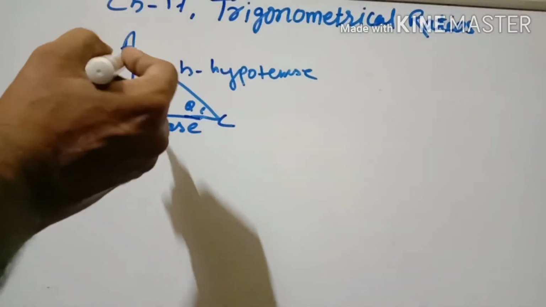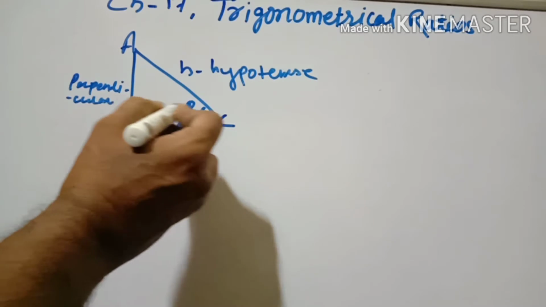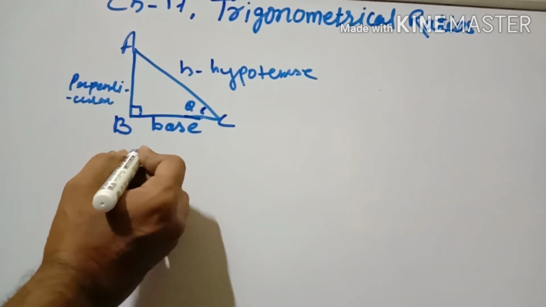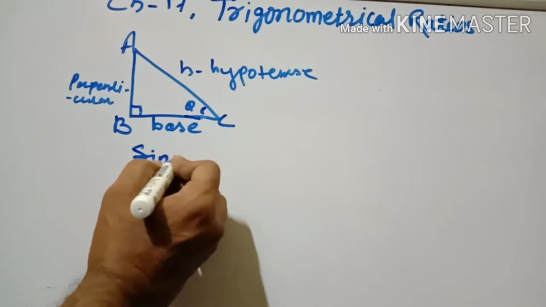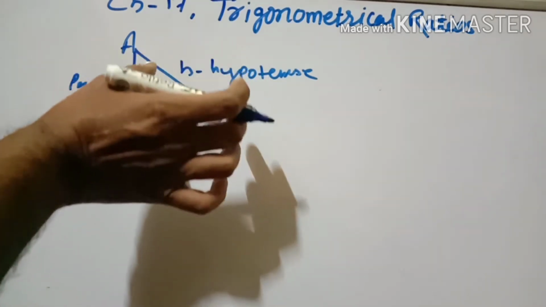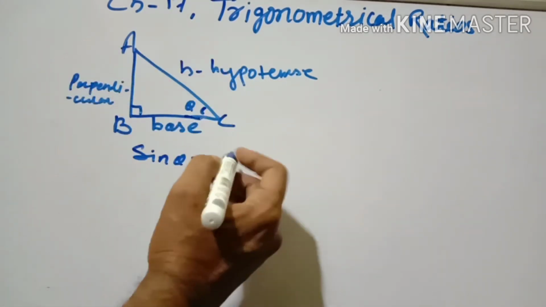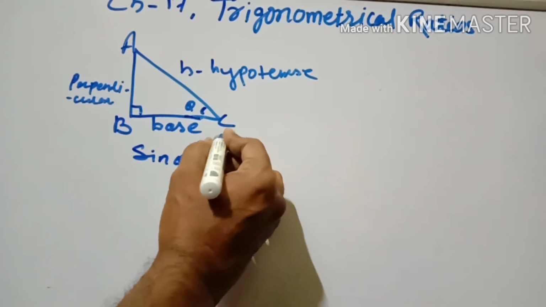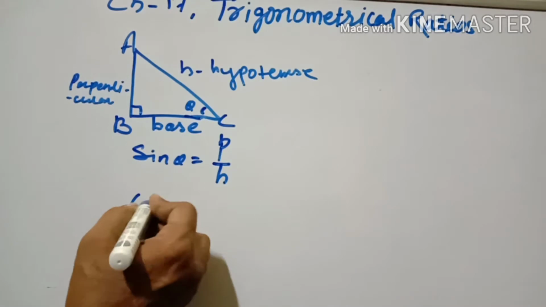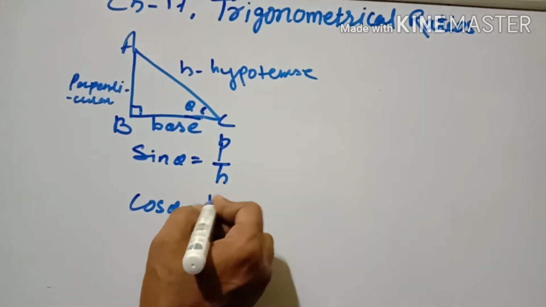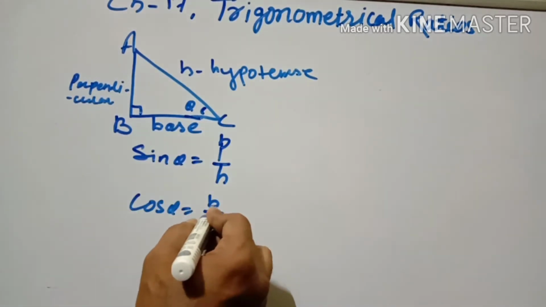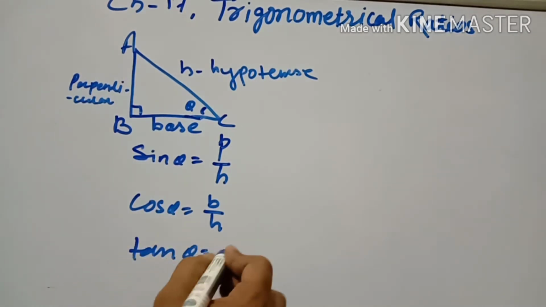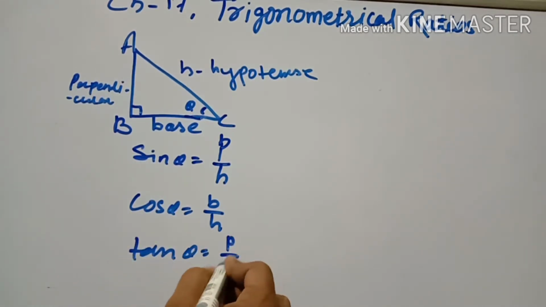Now in this given triangle ABC, angle B is 90 degree and this is your acute angle, let it be theta. So I can find out sin theta. Sin theta we can write perpendicular by hypotenuse, P by H. Cos theta we can write base by hypotenuse, B by H. Tan theta we can write perpendicular by base.